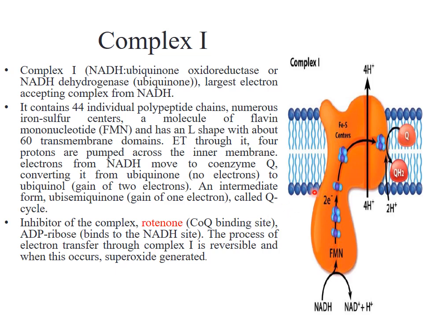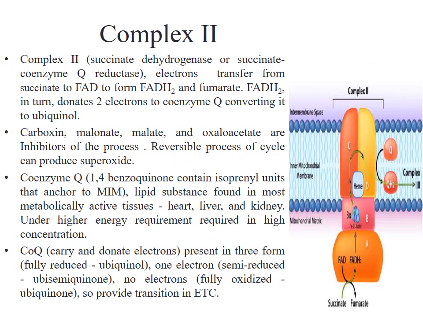So here you can see the structure of complex 1, in which, as I told you, four protons are pumped and iron-sulfur complexes are present. NADH gets reduced into NAD positive, and protons are produced, which transfer to the FMN, and in the process get converted to Fe-S clusters, and over there they are accepted by coenzyme Q and enter into the Q cycle. This is complex 2.